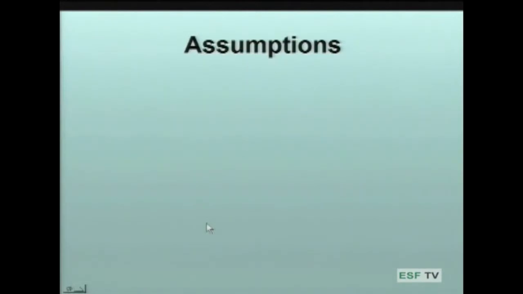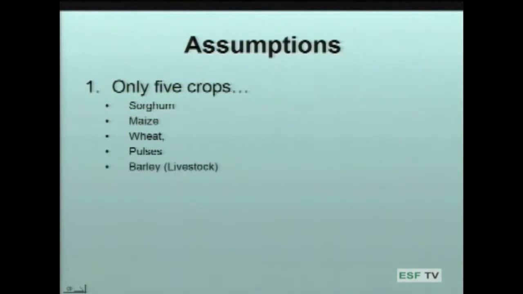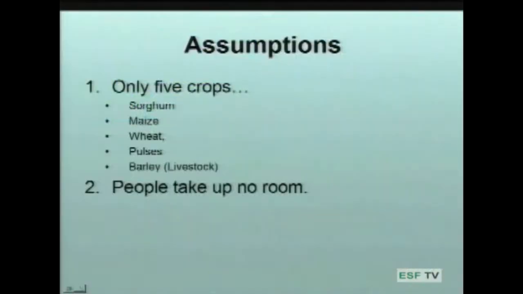Now, I had to make certain assumptions in building this model because you can't get all the data you want. It's just impossible often. So you got to use what you have. So one of the assumptions is I only use 5 crops. But I think this isn't a bad assumption because 75% of their calories come from these crops. Now, I also assume that people take up no room. This is a ridiculous assumption. But what it does is any result I have is optimistic because people will take up agricultural land.